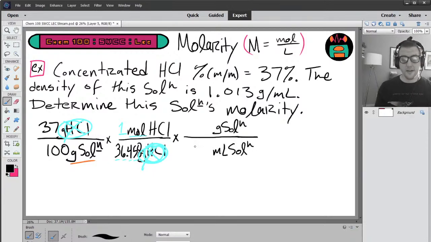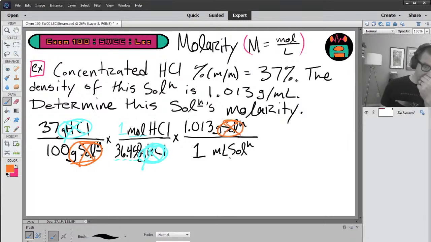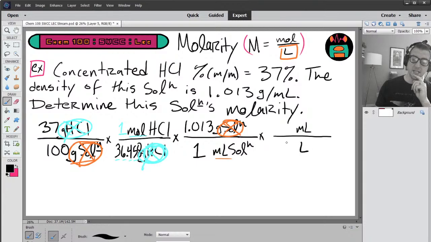And our density tells us that 1 milliliter of solution has a mass of 1.013 grams. All right. Now look, grams of solution cancel grams of solution. Now we're left with milliliters, which granted is not molarity. Molarity isn't moles per milliliter, it's moles per liter. So we have one last unit conversion to perform, and that is we need to convert from milliliters to liters. And 1 milliliter is 10 to the negative third liters.